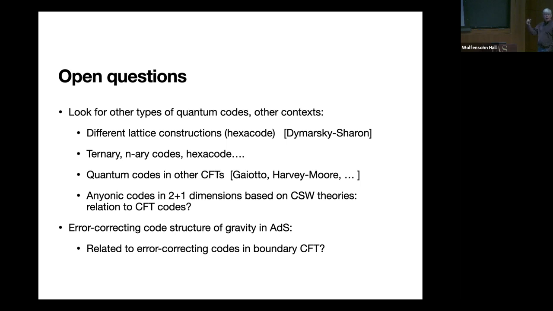You can also say, what about non-binary codes, for example? What about ternary codes or n-ary codes, q-dits? I think that actually goes along with this first line here too. These will also require new lattice constructions to achieve. And I don't have anywhere near a complete answer yet. There are other realizations of quantum codes in CFTs. Davide Gaiotto found a ternary quantum code in an SCFT, four-dimensional CFT. No, I'm sorry, it's two comma two. And Harvey and Moore found an example of a realization of a hexacode in the supersymmetry algebra of an SCFT.